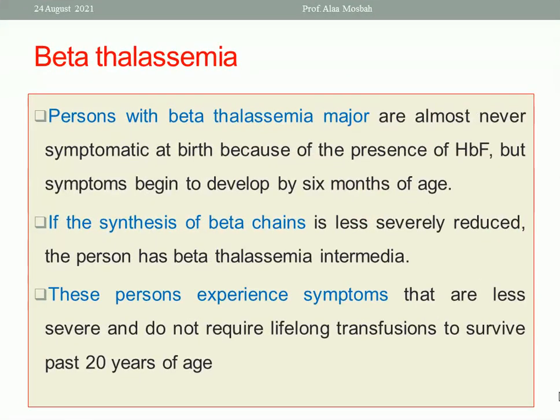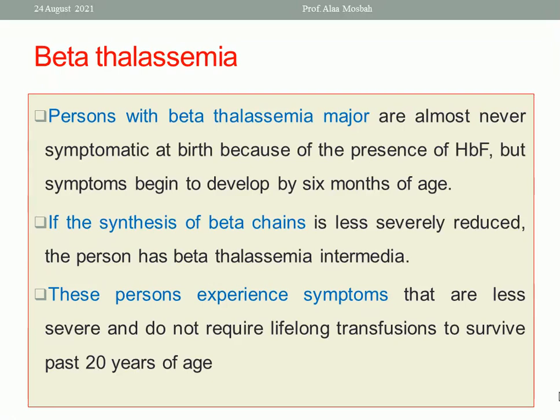Persons with beta thalassemia major are almost never symptomatic at birth. Why? Because of the presence of hemoglobin F. As all of us know, after delivery there is still enough hemoglobin F. But symptoms begin to develop by 6 months of age when hemoglobin F becomes negligible.